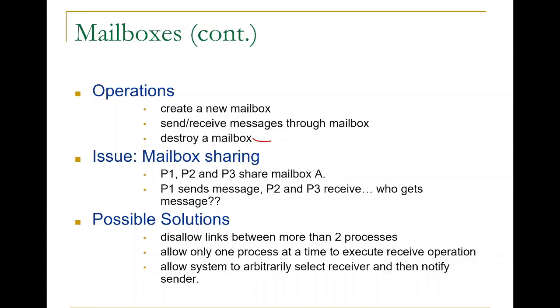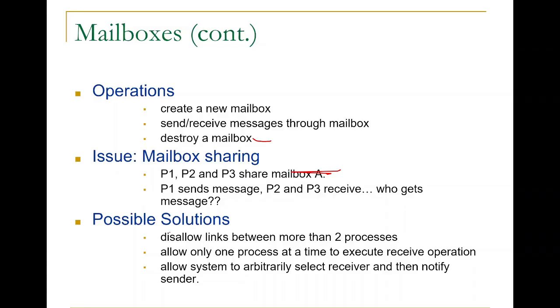The issue here with mailbox sharing is that P1, P2, and P3 share mailbox A. P1 sends a message, P2 and P3 receive. Who gets the message? That's the problem here. If P1, P2, and P3 are sharing a mailbox, and P1 sends a message, and P2 and P3 receive, who is actually supposed to pick up the message?